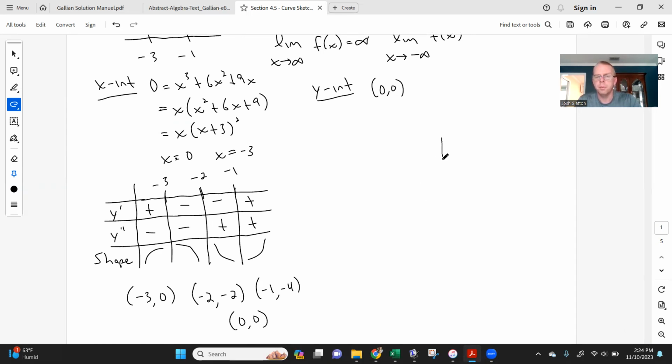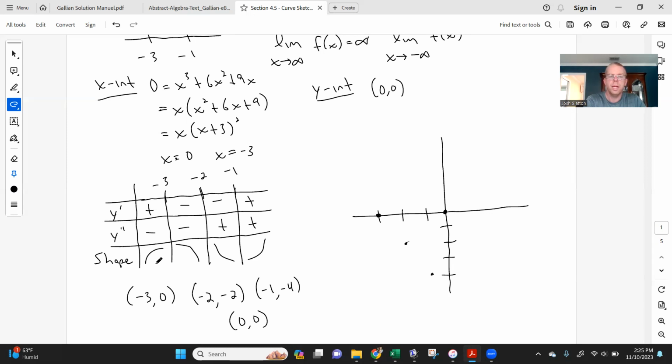So now we'll just draw our x and y axes, and we can plot these. Let me spread that out a little bit more. We can plot these points on here. So we have -3, 0, and let's go down the y axis. We have -2, -2. We have -1, -4. And then we have 0, 0. So those are the main points that we need to talk about.